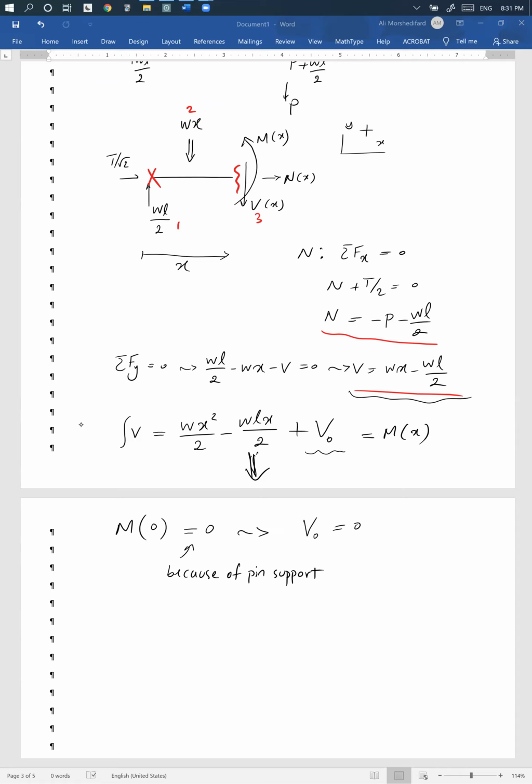Morgan, I'm gonna unmute you. Hey, Morgan. Hi. I think the problem is with the shear. Okay. So you have the WL/2 minus WX minus V equals 0. So therefore V should just equal WL/2 minus WX. The signs are switched, I think. For your sigma Fy. Yes, that's one problem. So thanks for that. That was awesome.